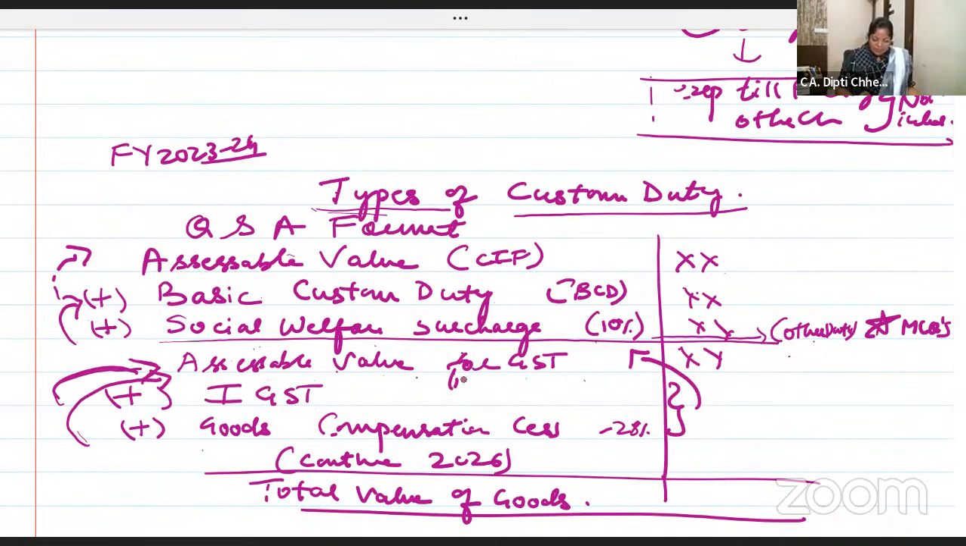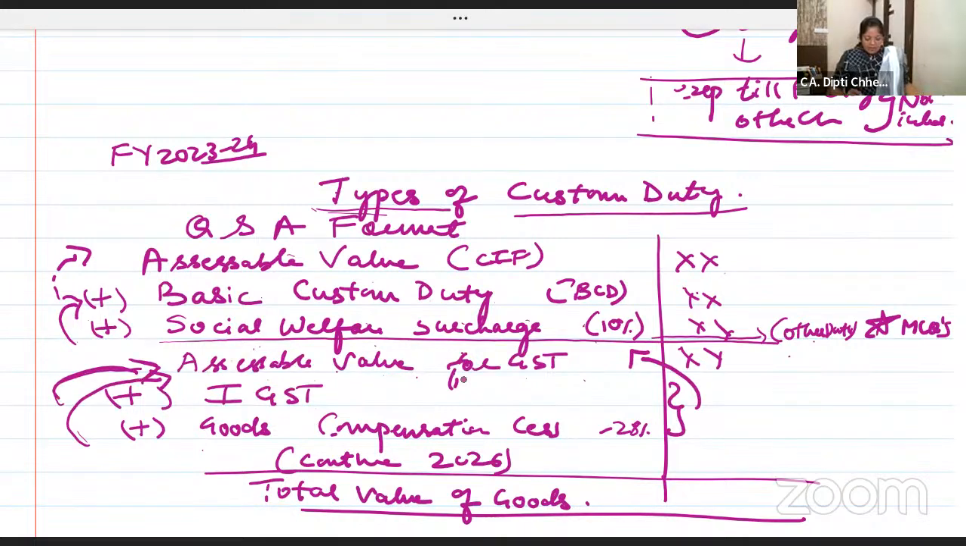Assessable value is the CIF. Ma'am, but how to derive CIF from FOB? That is today's class. I'll make you write. First see how duties are charged. On the CIF value, carriage, insurance and freight, basic custom duty is charged. Nothing given, do it at 10%. Okay, right.